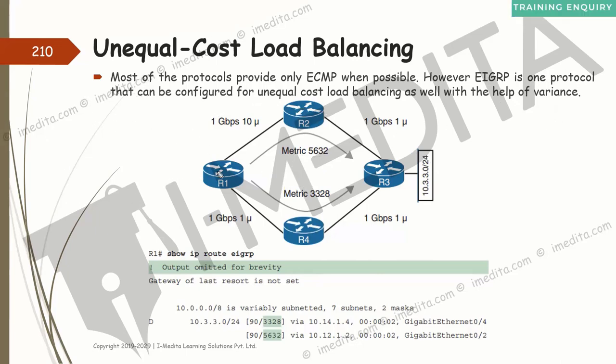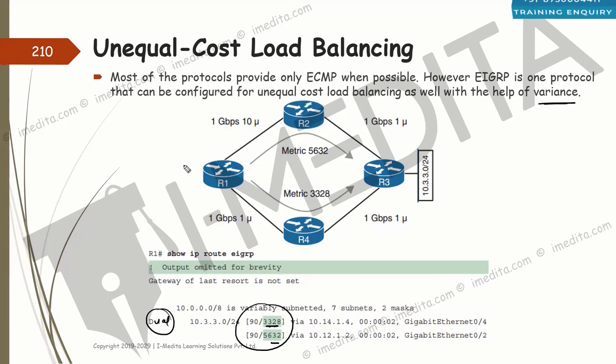I can say that if the metric value on the second path is up to twice the first path metric, then you can use this path to perform the load balancing as well. I can tell the router how close these metric values can be so that we can consider this path to perform unequal cost load balancing. So even though the metric is different, EIGRP can still perform it. D stands for DUAL. EIGRP can perform unequal cost load balancing with the help of the variance command.